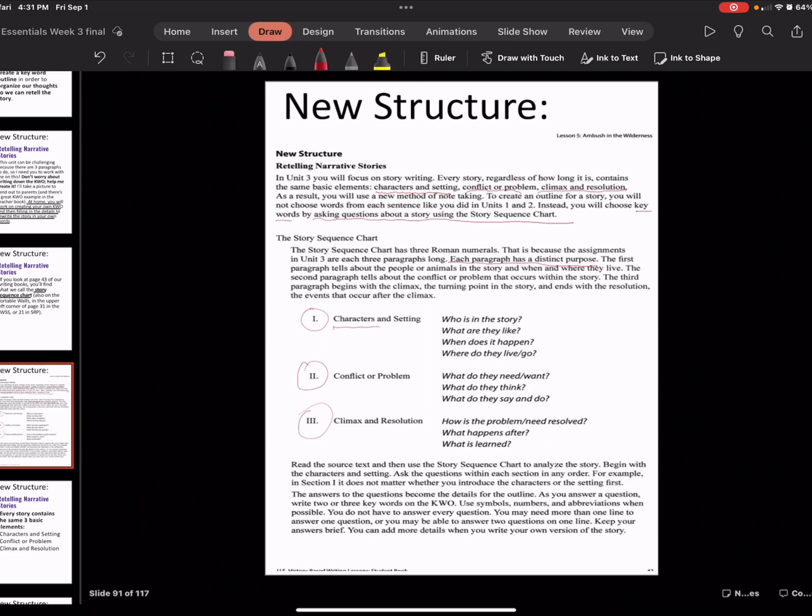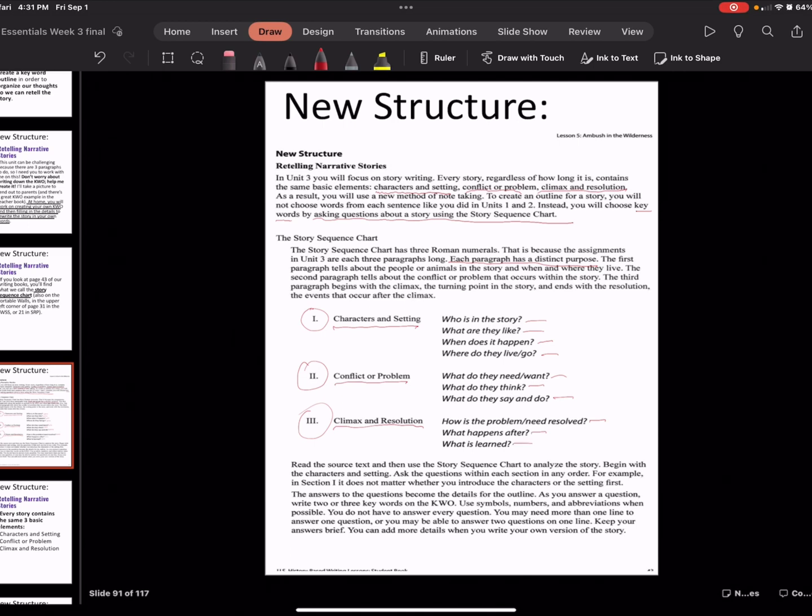We have characters and setting. Who is in the story? What are they like? When does it happen? Where do they live or go? We have the conflict or problem. What do they need or want? What do they think? What do they say and do? Climax and resolution. How is the problem or the need resolved? What happens after and what is learned?